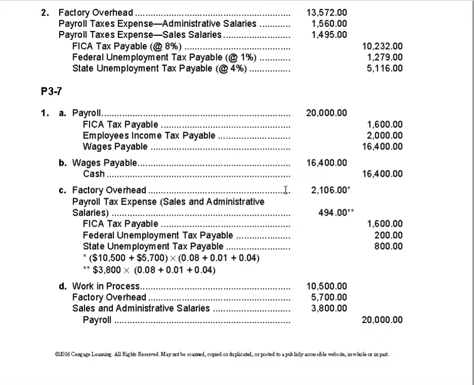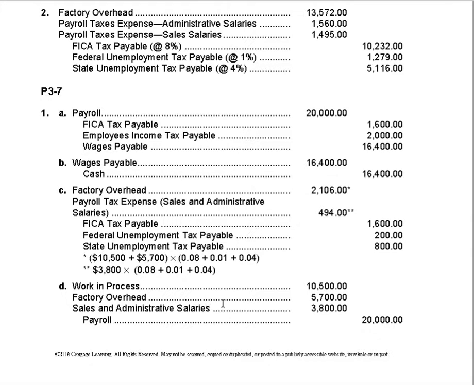And then we have factory overhead, where we calculate factory overhead by adding up the 10,500 and 5,700 and multiplying it by the individual tax rates, the 8%, the 1% and the 4%, and that's how we come up with 2,106. And then payroll tax expense is nothing but the SG&A, in this case administrative salaries, multiplied by the same tax rates. So we add that as well.